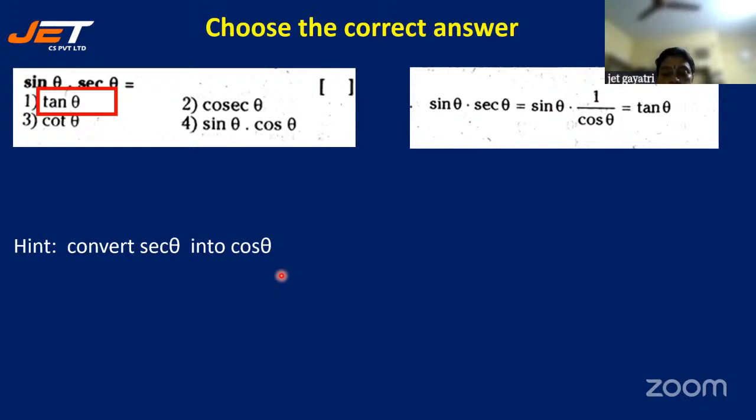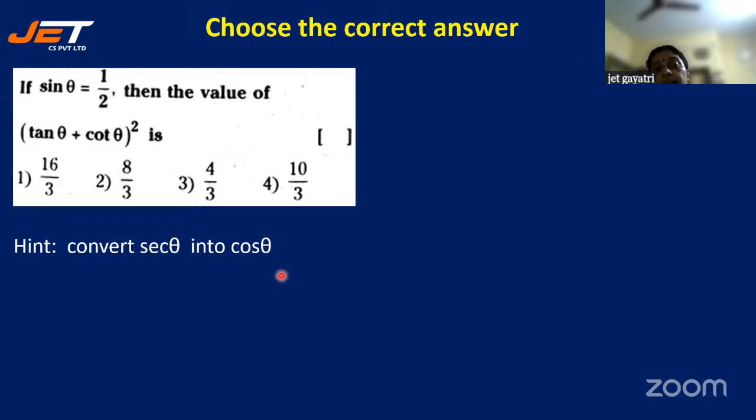All right, now let's move on to the next sum. We have, if sine theta is equal to half, then the value of (tan theta plus cot theta) the whole square is dash. All right. Let me repeat the question. If sine theta is equal to half, then the value of (tan theta plus cot theta) the whole square is dash.